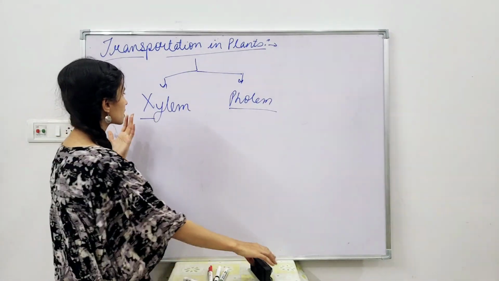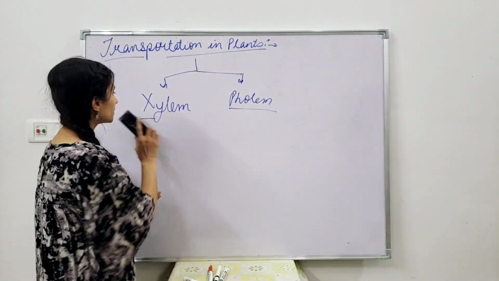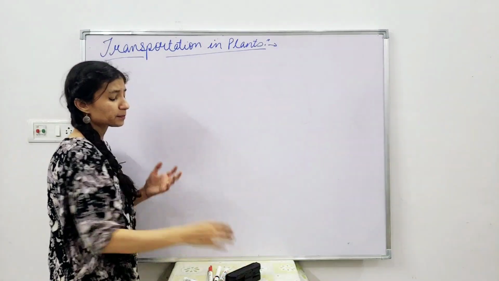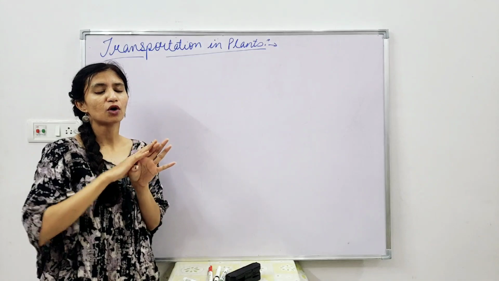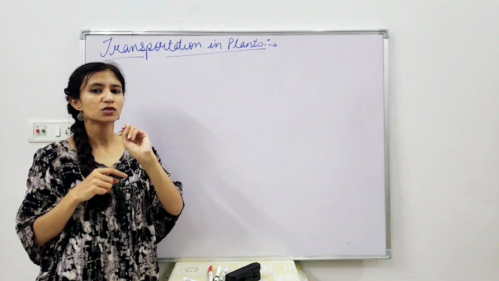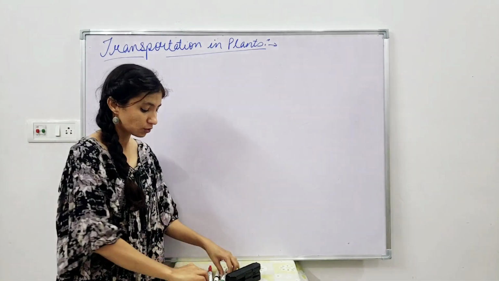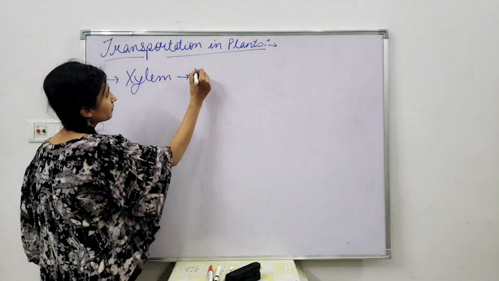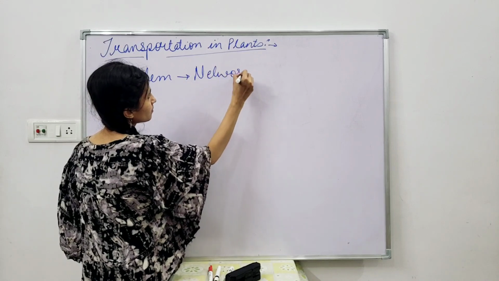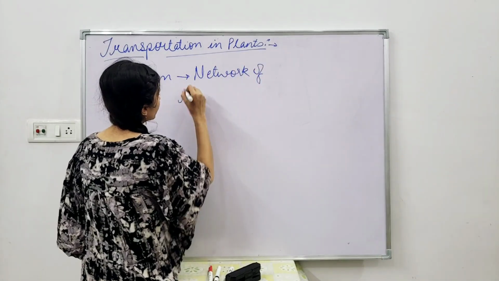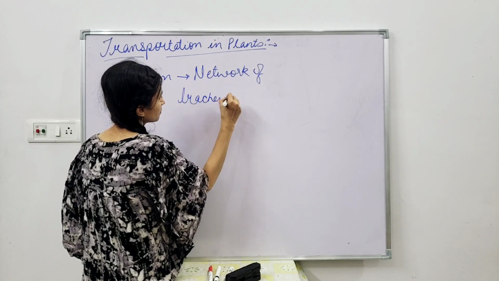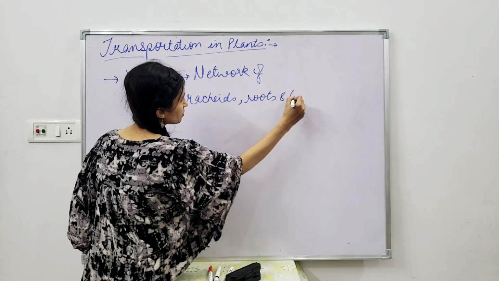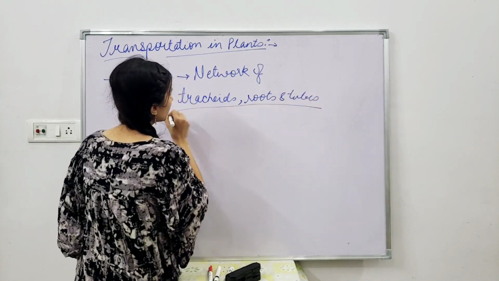Okay, so we'll first discuss the xylem. Now, what is xylem? Xylem is a network of tracheids, roots, and tubes. Okay, so if you just talk about the xylem, what is xylem? A network of tracheids, roots, and tubes. Okay, so that's what xylem is.